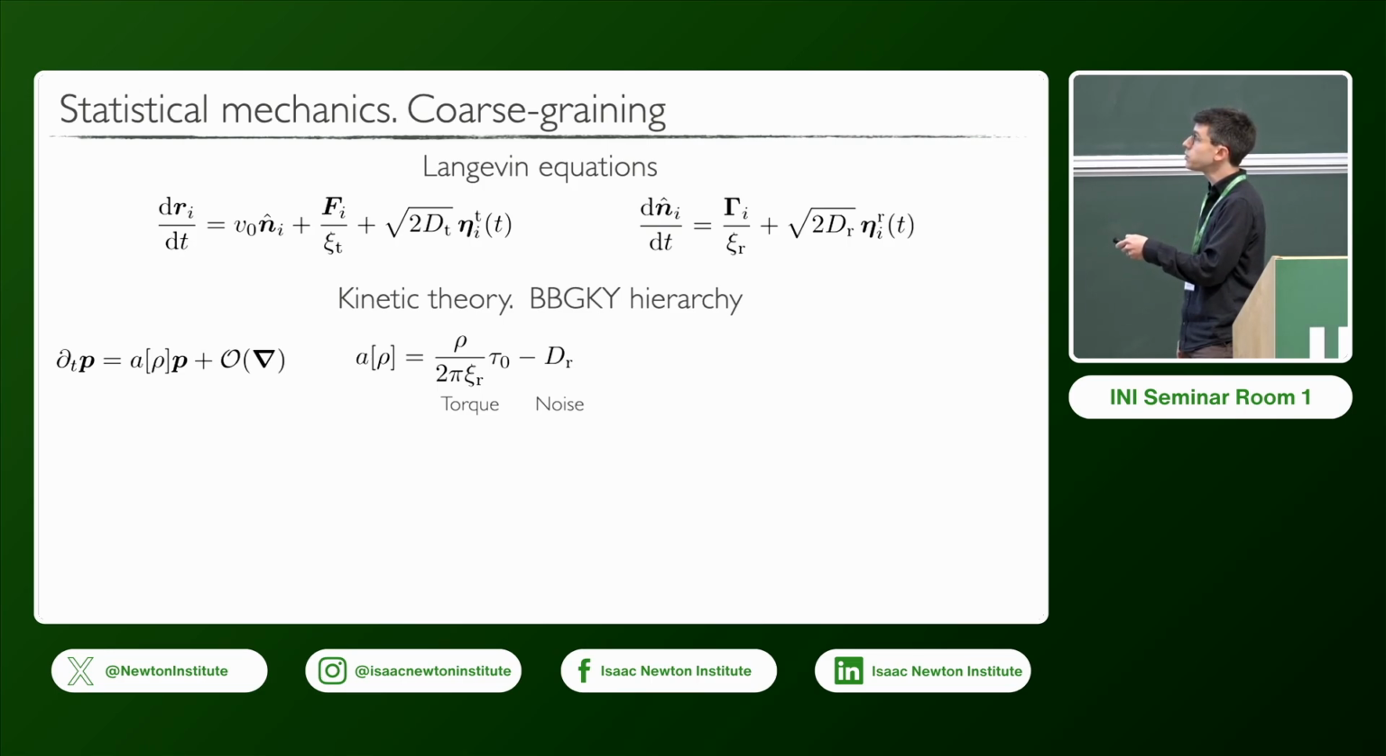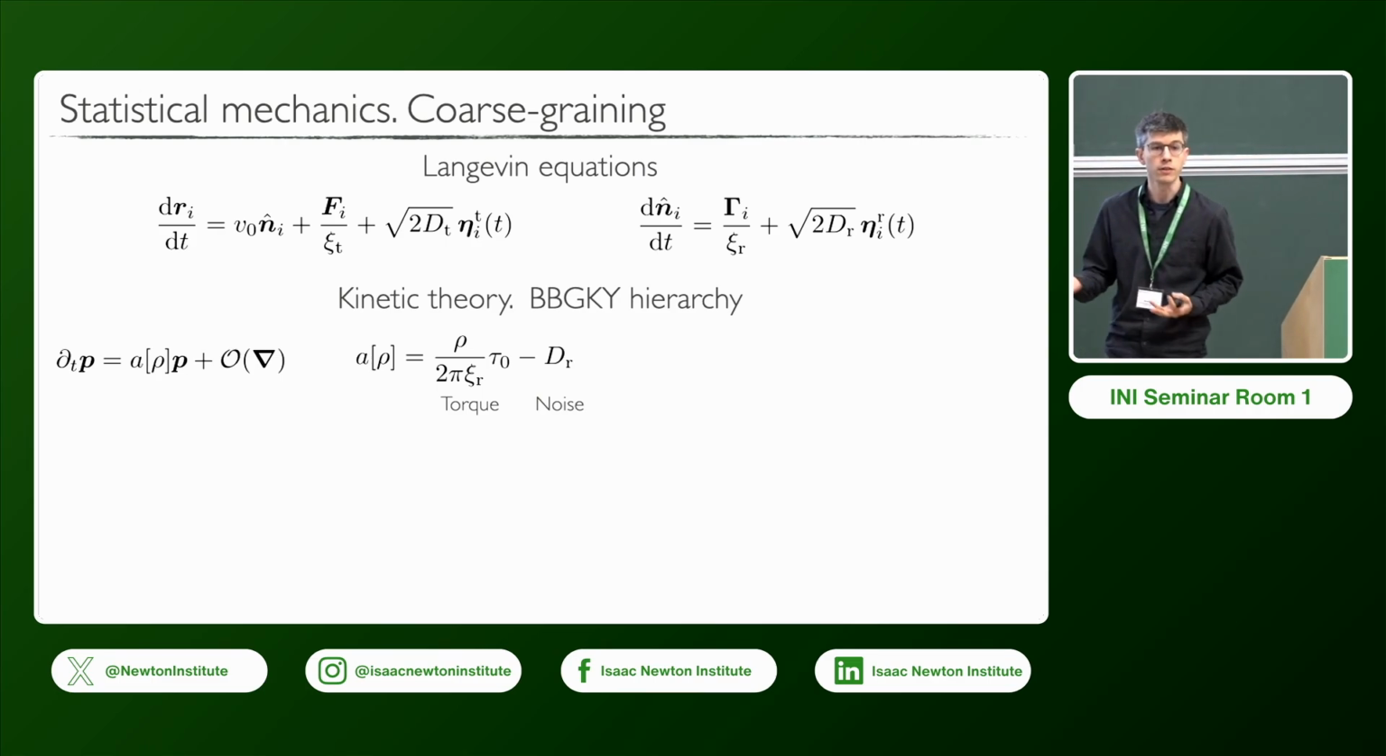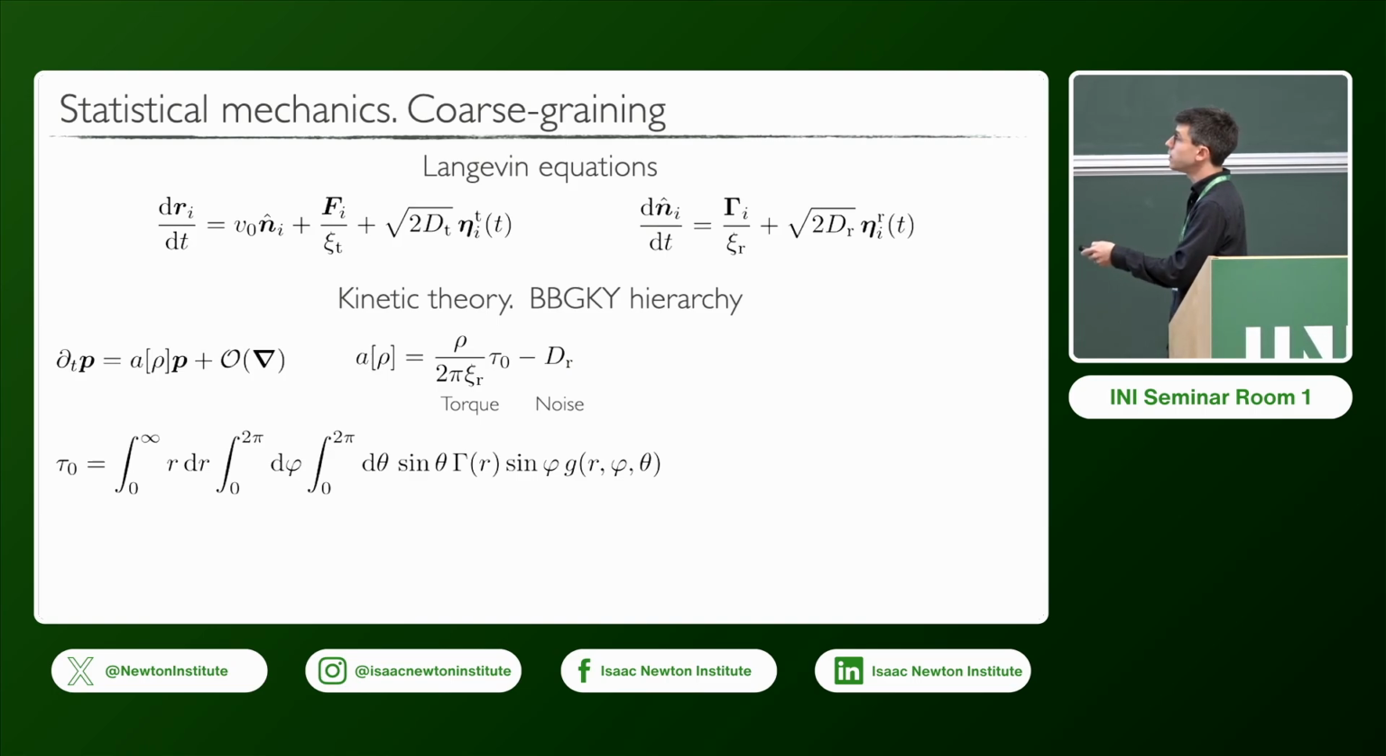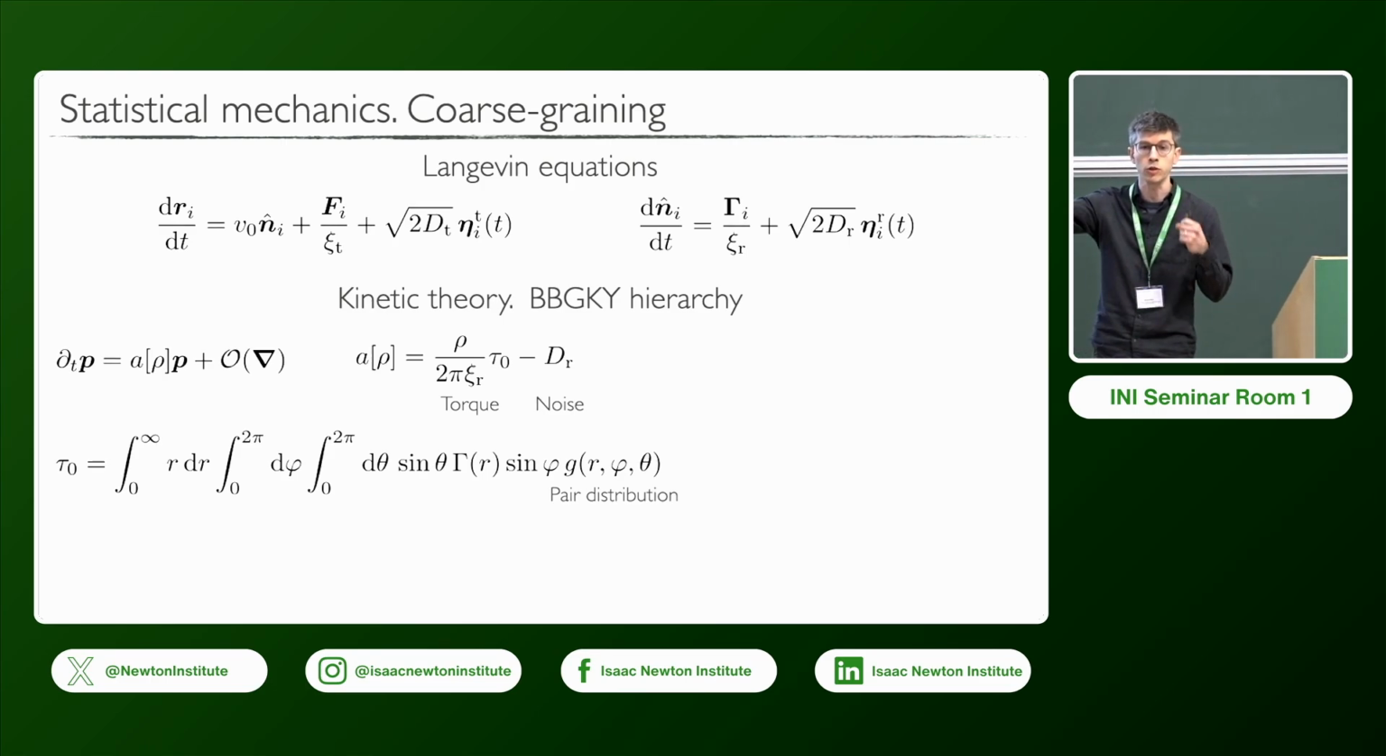It has two contributions. One comes from torques, as I will show you now. This contribution from the torques is hidden in this coefficient tau naught. And then there is a negative contribution from noise that tends to hinder flocking. The tau naught coefficient has this expression. You can see that it emerges from the torques, which is this functional here, the radial dependence of the torques between particles. And then there's this other function, the pair distribution function, which tells me about correlations between two particles.